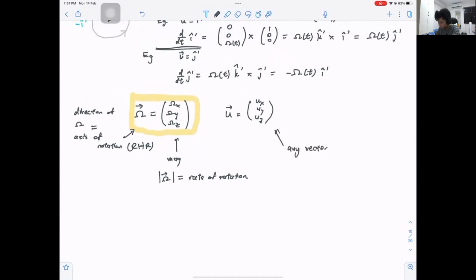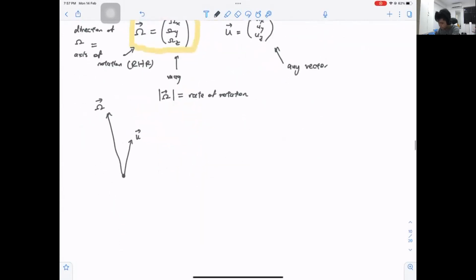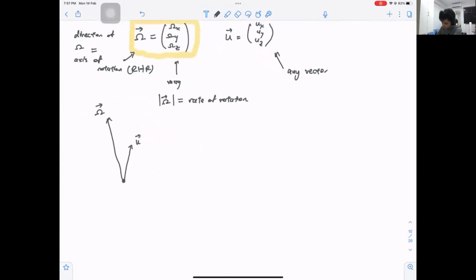what does this show graphically? Let's say I have an omega like this, and I have a u like this. So omega is a vector, u is a vector. Then what's the time derivative of u?